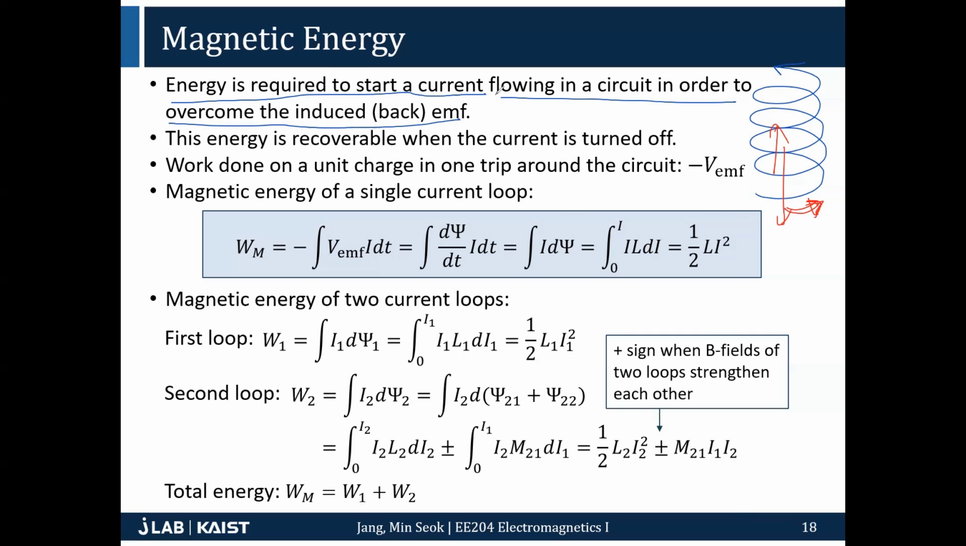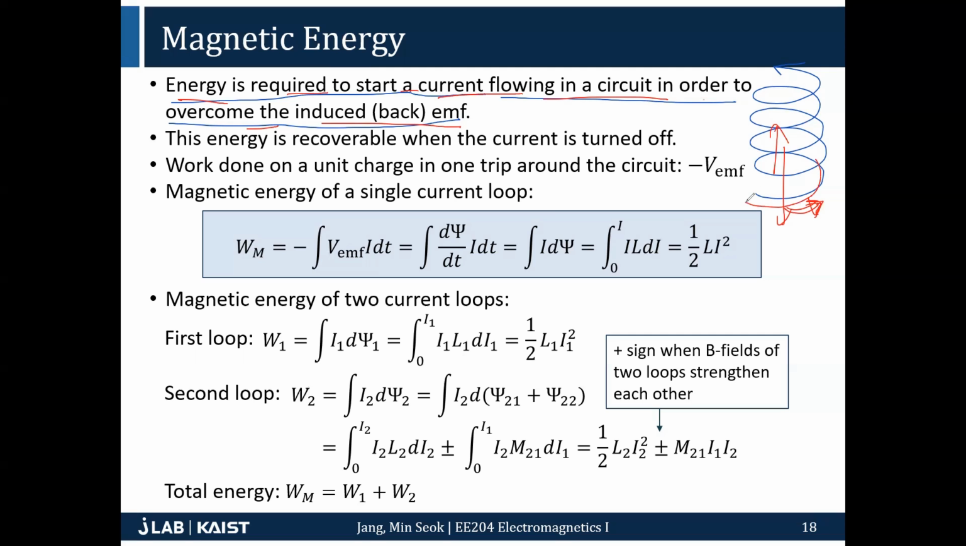Energy is required to start a current flowing in a circuit in order to overcome the induced EMF, because the induced EMF wants to suppress the running of the current. You have to overcome it, and in order to do that, you need some energy.